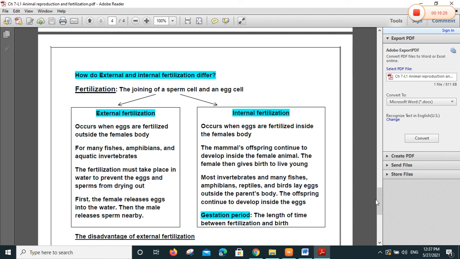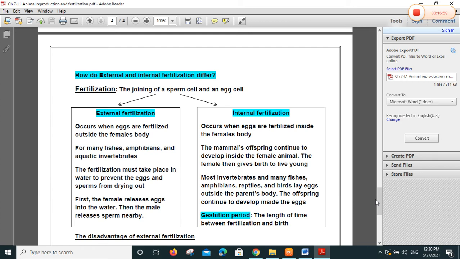After fertilization between two different cells, the larva, or the new body, develops from the combination of the two cells. The fertilization takes place in water to prevent the eggs and sperms from drying out. So the female releases eggs into the water, then the male releases sperm, and fertilization happens.